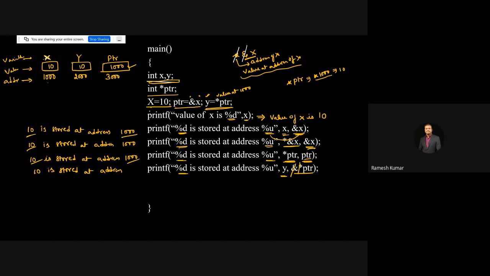What is there in the ptr? 1000. You are going to get the same thing. But I am showing you different ways of accessing the same. Right? Next one. Printf, percentile d.